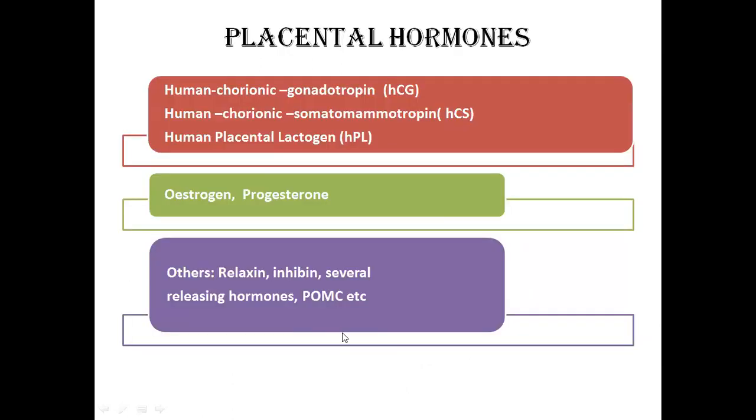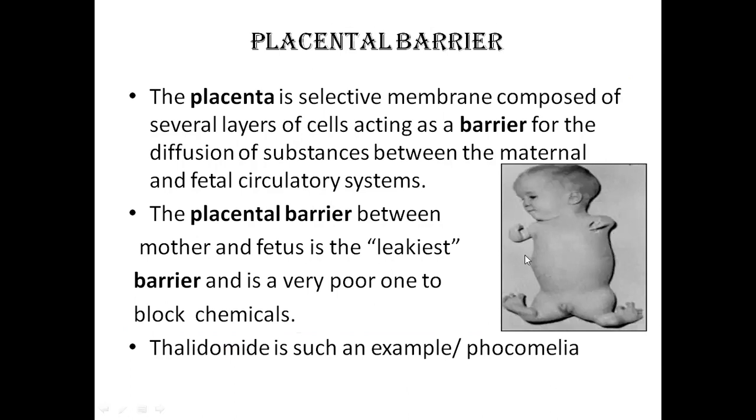Thalidomide is taken by mothers for morning sickness, and it is seen that this thalidomide leads to the phocomelia. This is the seal limb, the baby with a seal-like limb. This is a very gross birth defect due to the chemical or the medicine thalidomide consumed by the mothers, which leads to the seal limb in the fetus.